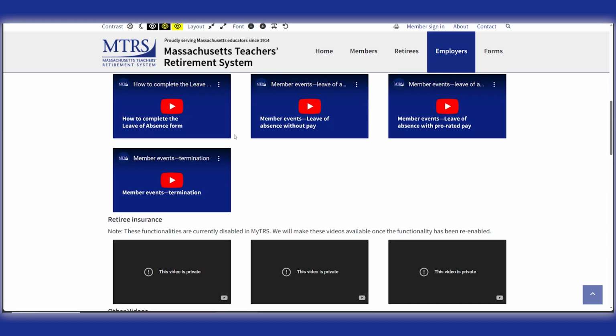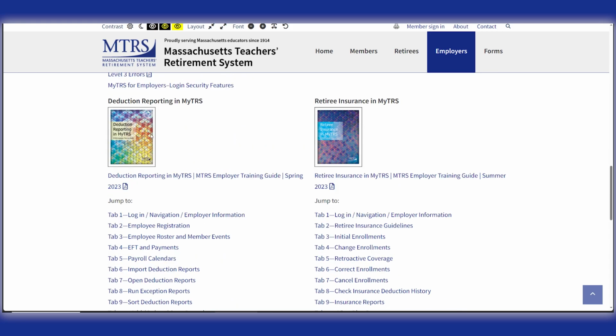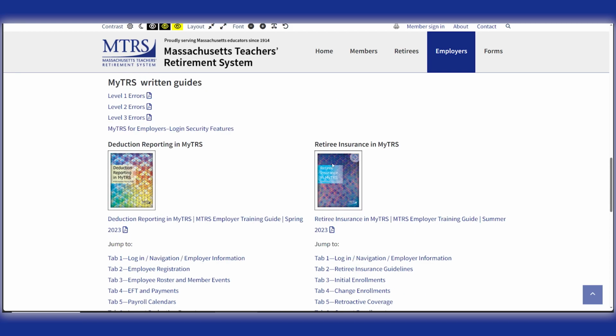And again, this is our Online Training and Guides page. You'll see some videos at the top. Scroll down, you'll see a manual for active deduction reporting and one for retiree insurance. And this is the booklet where those instructions are going to be.